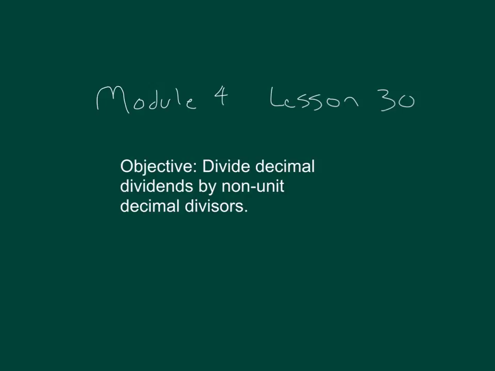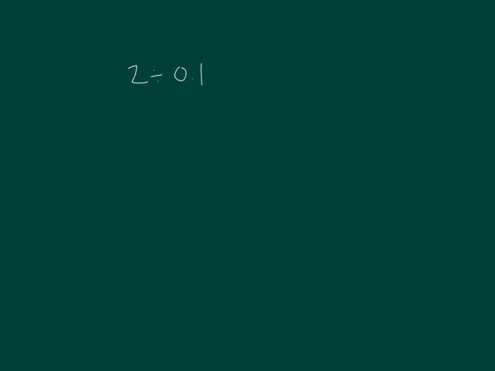The objective within this lesson is to divide decimal dividends by non-unit decimal divisors. We did this the other day. How many tenths are in 2? Right, 20. I can count by tenths all the way up to 20 tenths, which is 2 wholes. There are 10 tenths in 1, so there are 20 tenths in 2. Dividing by a tenth is the same as multiplying by 10, and 2 times 10 is 20.